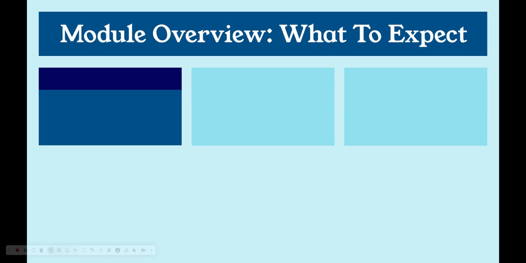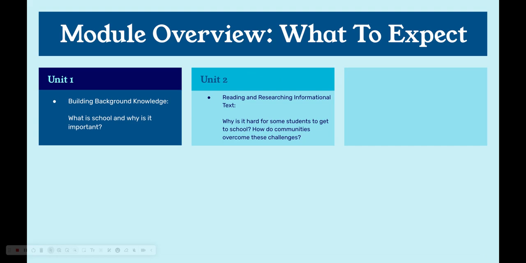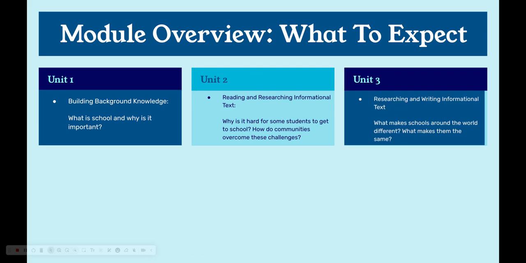This module is broken up into 3 distinct units. Unit 1 focuses on building background knowledge and answering the question, what is school and why is it important, through the reading of different stories that are set in schools. Unit 2 introduces research and note-taking as we dive into nonfiction text that helps us answer the questions of why is it hard for some students to get to school, and how do communities work to overcome these challenges. We wrap it up in Unit 3 by answering what makes schools around the world similar and different.